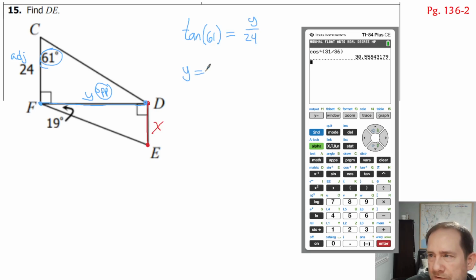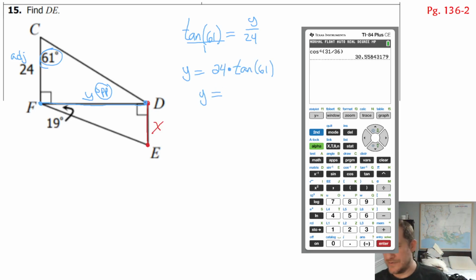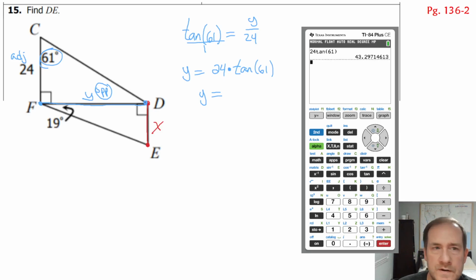So that means Y is equal to, now we'd cross multiply, right? We get 24 times tangent of 61. And according to my calculations, that would make Y 24 times the tangent of 61, which is 43.30.